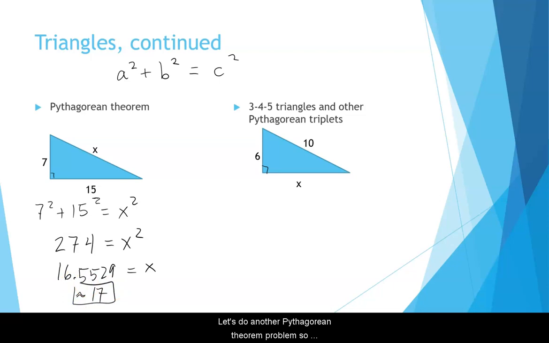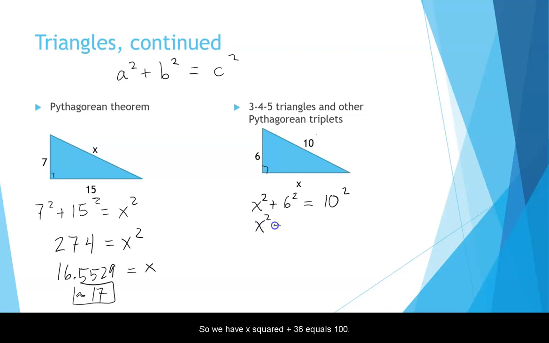Let's do another Pythagorean theorem problem. So whenever we're looking for side length, we use the Pythagorean theorem. In this case, we're given the hypotenuse. The hypotenuse is always the side that's opposite the right angle. This means it's always going to be the largest side. So we take the square of the 2 side lengths, x squared plus 6 squared. That should equal the square of the hypotenuse, equals 100. So we have x squared plus 36 equals 100.